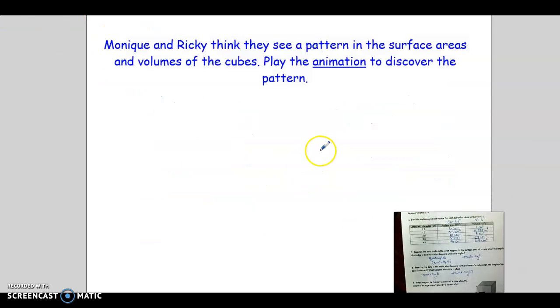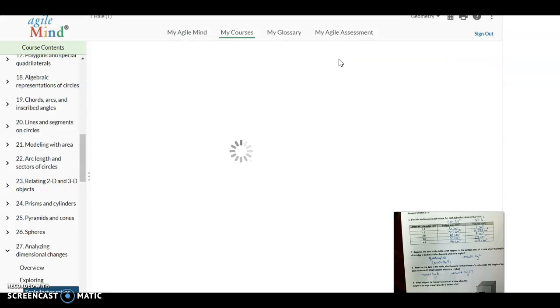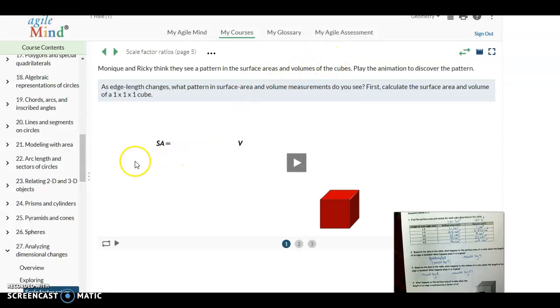So Monique and Ricky think that they see a pattern in the surface areas and volumes of the cube. So let's look and see what pattern they established here. So we have a 1 by 1 by 1 cube. So if we wanted to find the surface area of the cube, we know the formula 6s squared. Our s has a side length of 1, so 6 times 1 squared is 6 times 1, which is simply 6, and that's square units.